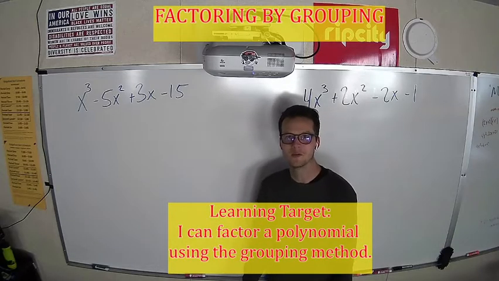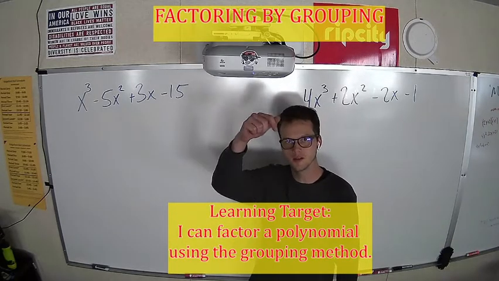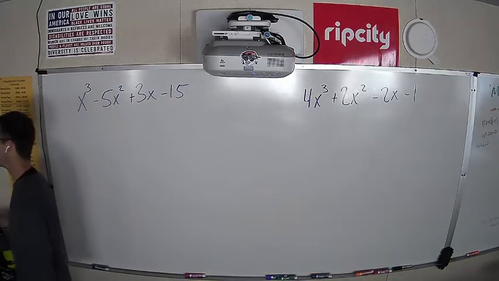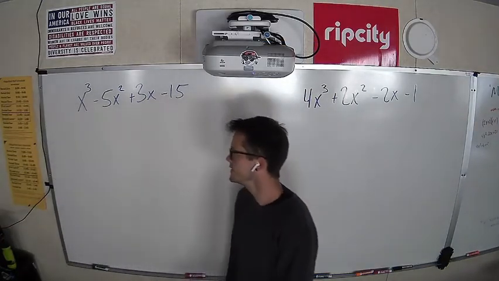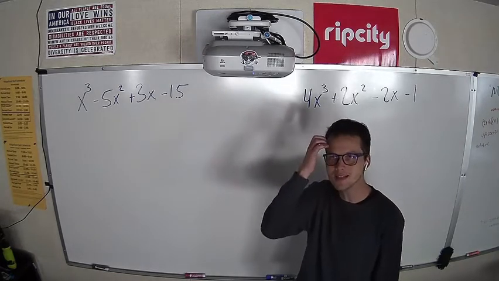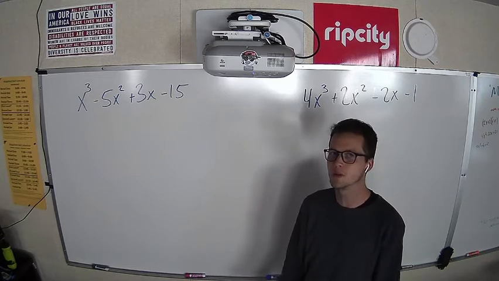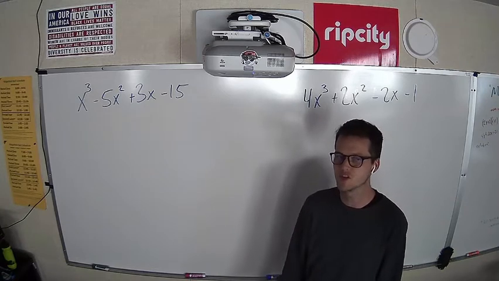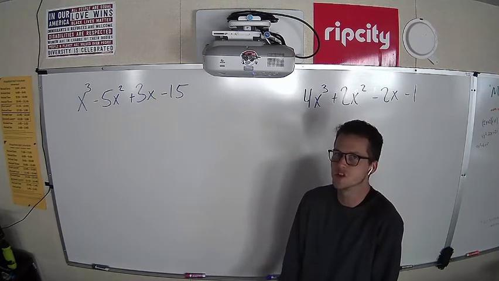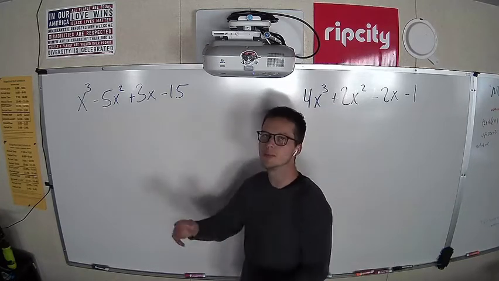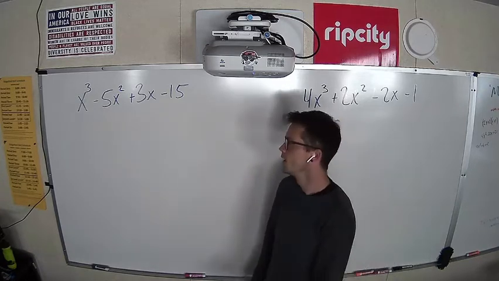What's up, team? Today we're going to do some factoring by grouping. Learning target says I can factor by using the grouping method. This method, conceptually, is not that crazy, but when you're seeing it for the first time, it looks really weird. It looks like a little math magic, almost kind of cheating. So I'm going to do my best to explain not only how to do it, but why it works. So let's just dive right in.